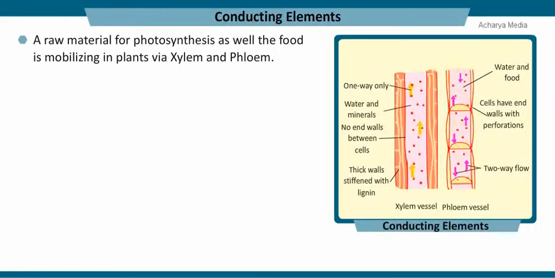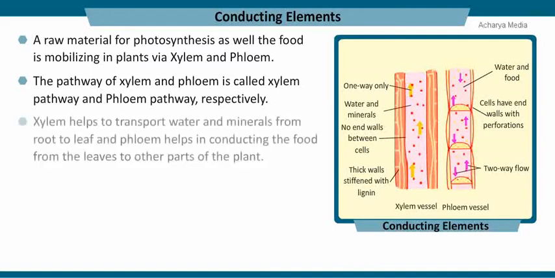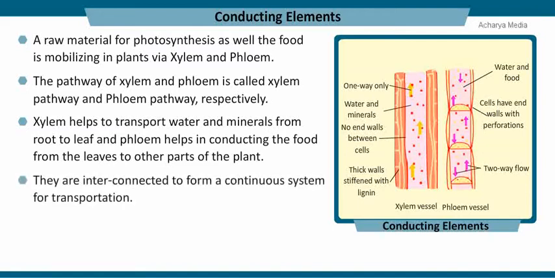A raw material for photosynthesis as well as the prepared food should mobilize in plants, which is taken care by conducting tissues, that is, xylem and phloem. The pathway of xylem and phloem is called xylem pathway and phloem pathway respectively. Xylem helps to transport water with dissolved minerals absorbed from the soil to leaves, and phloem pathway to conduct the food from the leaves to other parts of the plant. They are interconnected to form a continuous system for transportation.